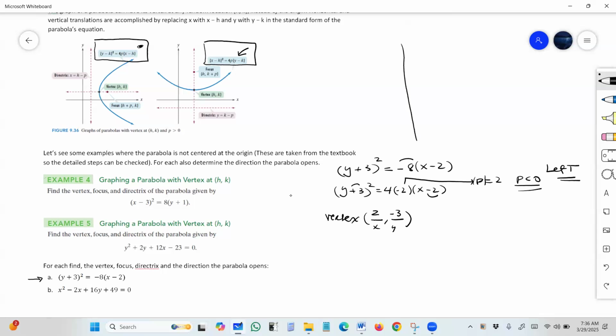Now, again, if you need a picture to position yourself, x is 2. y is negative 3. Again, almost the same location as before. 2, negative 3. This is my vertex. The parabola is going to open left. So yeah, let's just do this. Parabola is going to open left. Now, my focus is going to be inside here somewhere, and my directrix is going to be here somewhere.